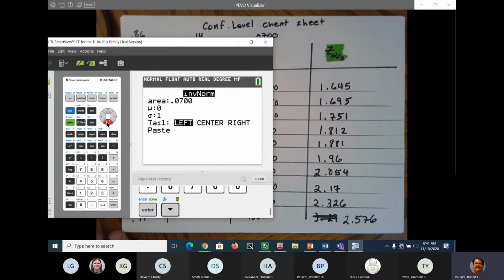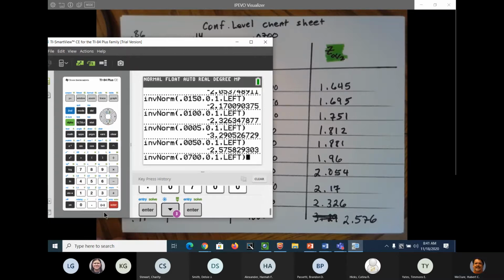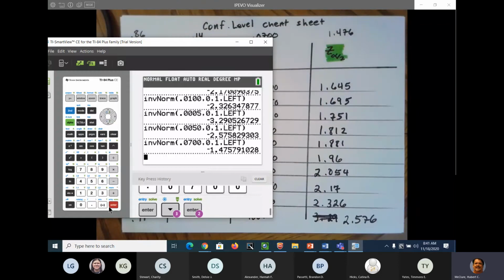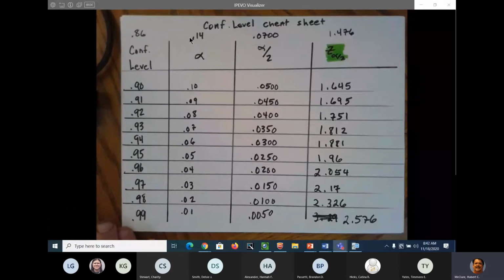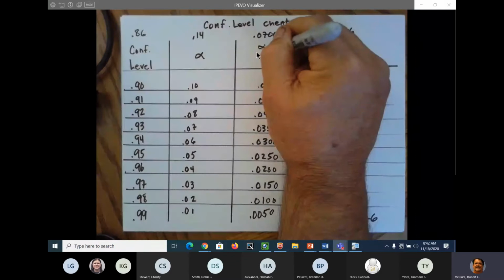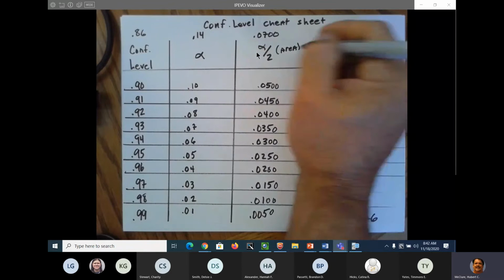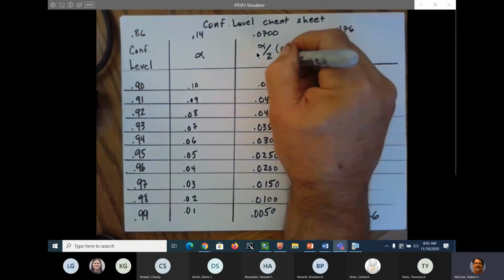And remember, you take the absolute value. That's going to be 1.476. So if they give you an arbitrary confidence level like 86, you just plug it through. 1 minus 0.86 is 0.14. 0.14 divided by 2 is that. And I always tell students to put this in an area form. That means 4 decimal places. And that way you remember inverse norm.